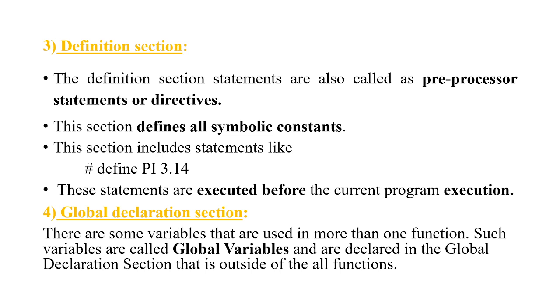And coming to the fourth section, that is the global declaration section. When we are talking about this section, we have to say that some variables can be used in more than one function. Not only in main, but in all other functions also, if a variable is to be used, then such variables are termed as global variables.